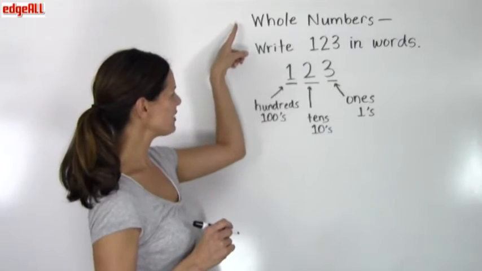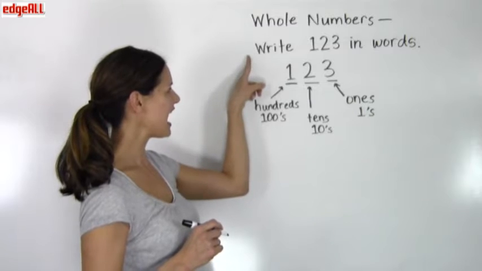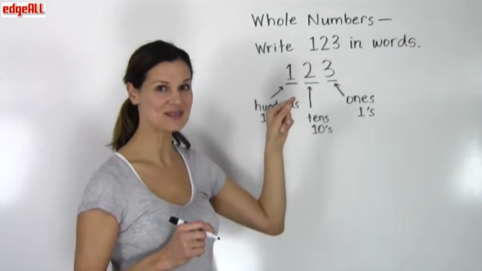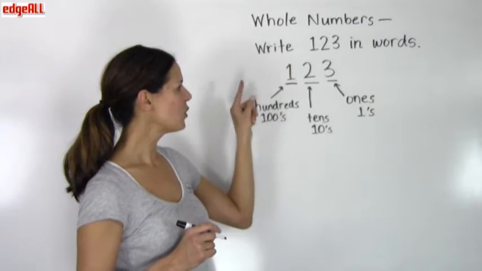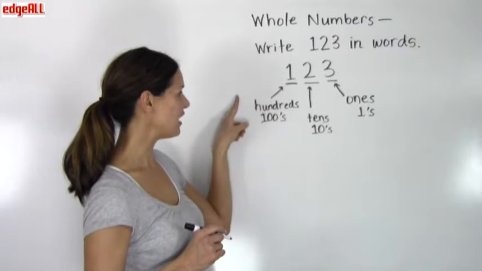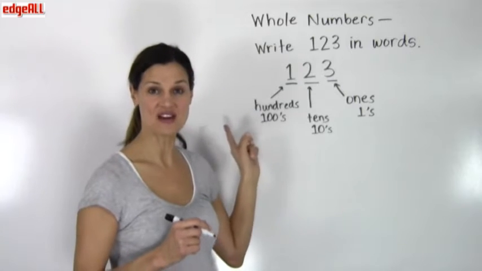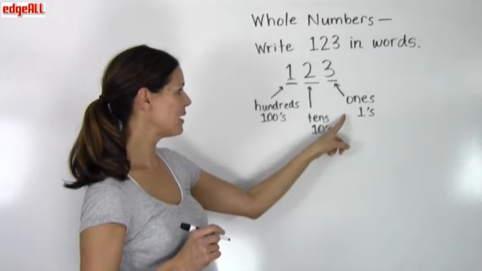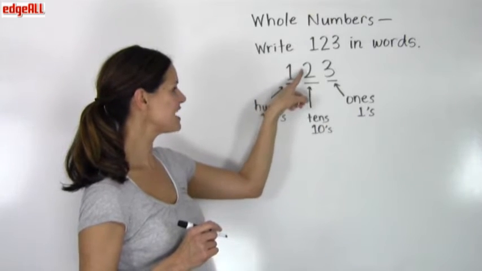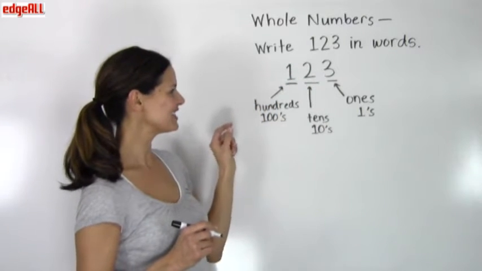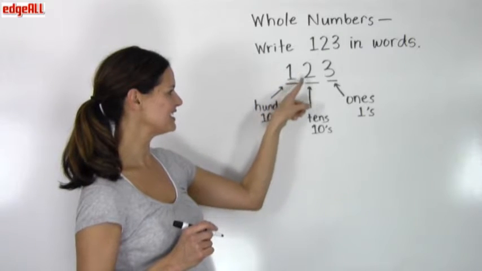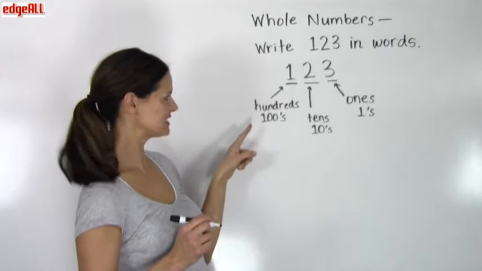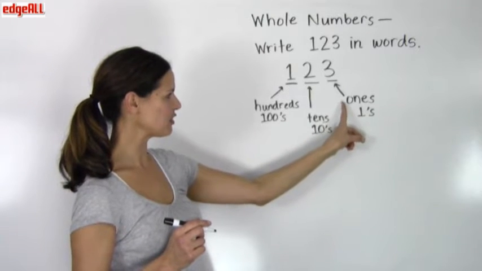So let's look at this. If we have a whole number and we're asked to write the whole number 123 in words, we want to find the actual value. And to find the actual value of a digit, you multiply the place value by the digit's face value. So let's look at this example of 1, 2, 3, and how we're going to write this in words. So let's start here with our 3.